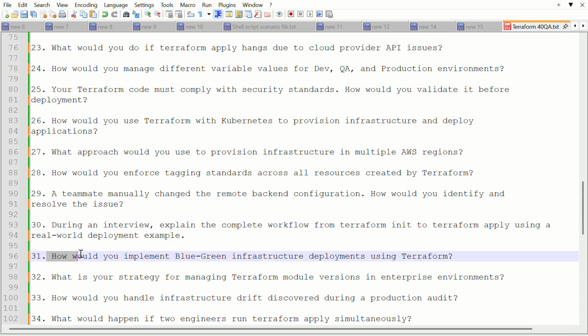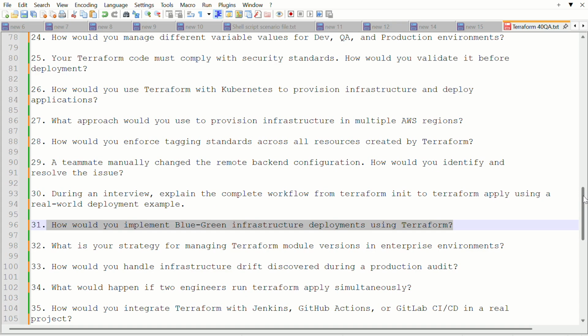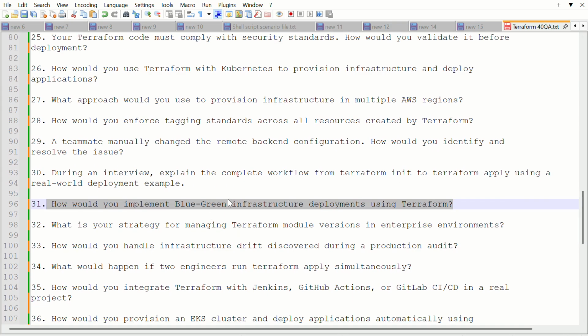And then how would you implement blue green infrastructure deployments using Terraform? As everyone knows, this is the blue green deployment strategy for having the application zero downtime with high availability. Blue green means we have two identical environments. Current is the blue, the new version is green. Everything is tested, then only we change the application service from blue to green. End users need to access the green environment, that is the new version environment.